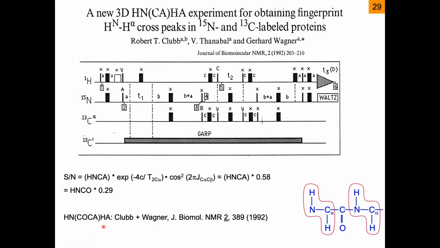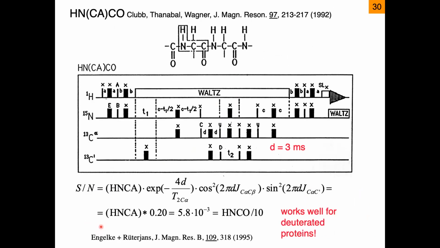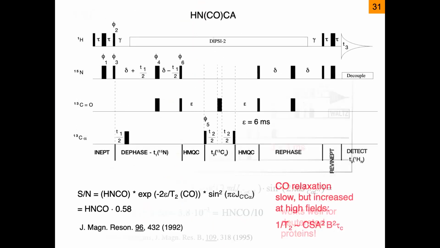Similarly, one can do an HNCO-CA-HA. Here is another one that I think is pretty good for deuterated proteins, where the C alpha relaxation is not so fast. This is HNCA-CO. So you go from HN to C alpha and then to CO. And this is this experiment by Wagner also and Rüterjans later. It's about 1/10 in the efficiency of the HNCO. So for a protonated protein, for deuterated, it's definitely better. Another one, HNCO-CA.